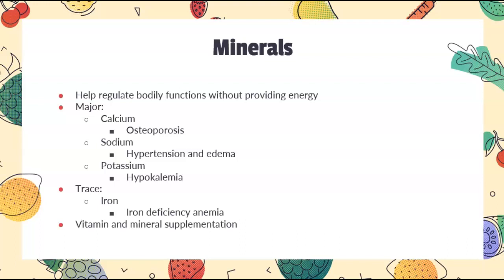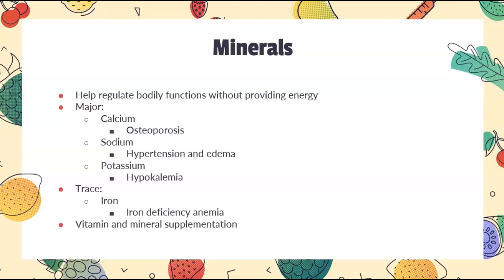Potassium is needed for conduction of nerve impulses and contraction of muscles, including the heart muscle. Severe deficiency of potassium, or hypokalemia, when blood potassium levels are less than 3.5, is life-threatening. Potassium is found in fruits, vegetables, and milk.